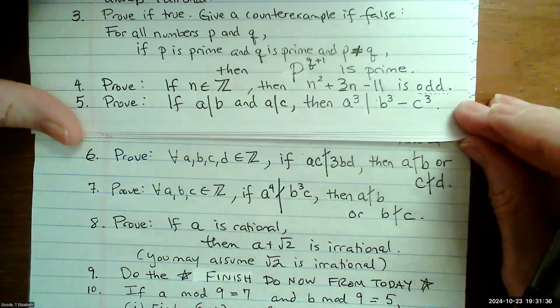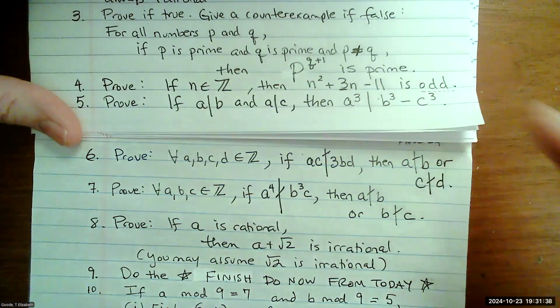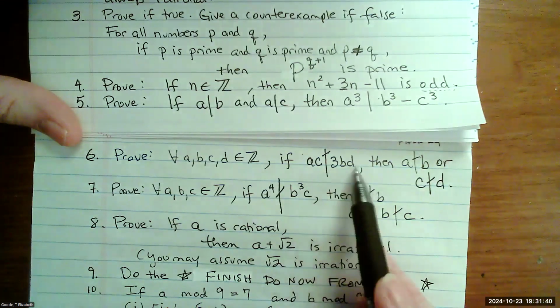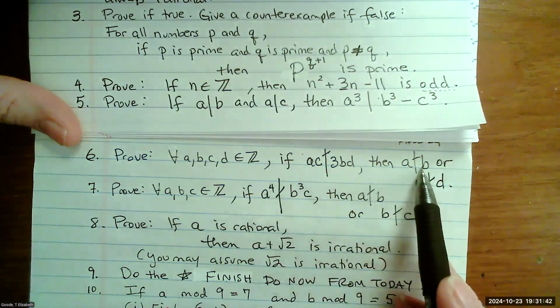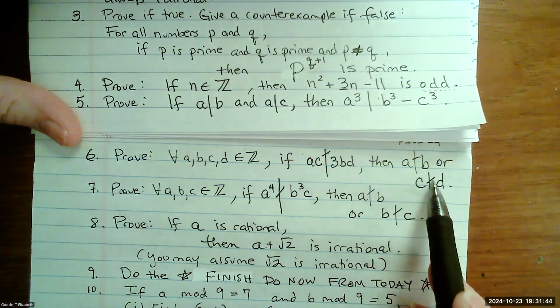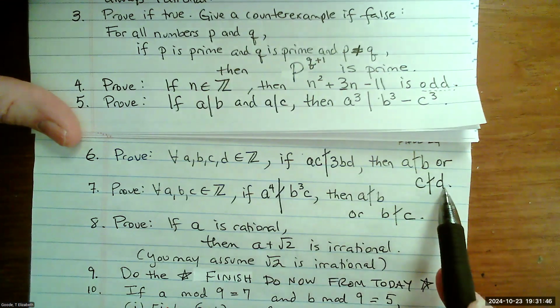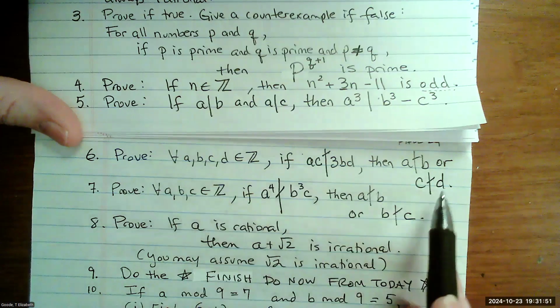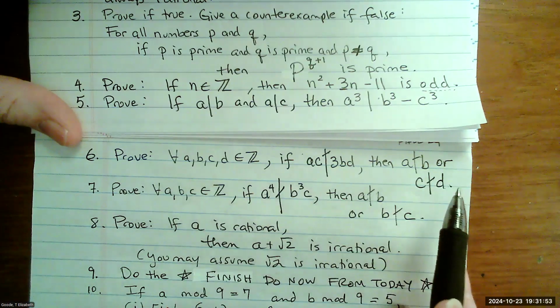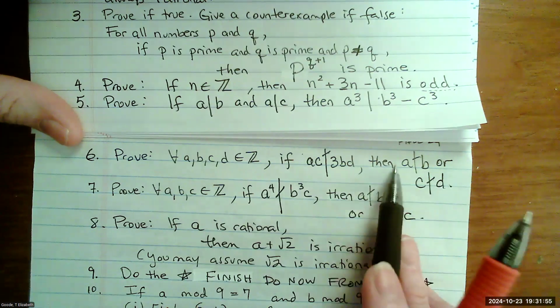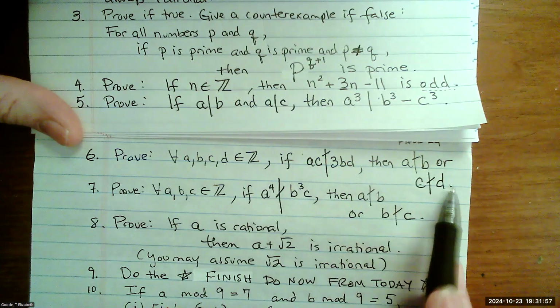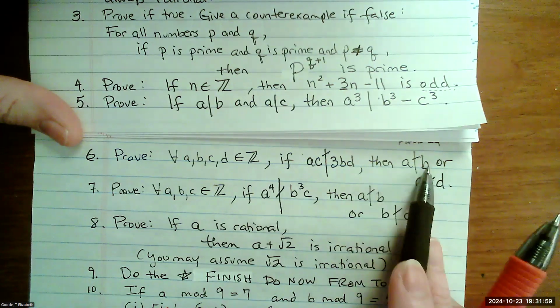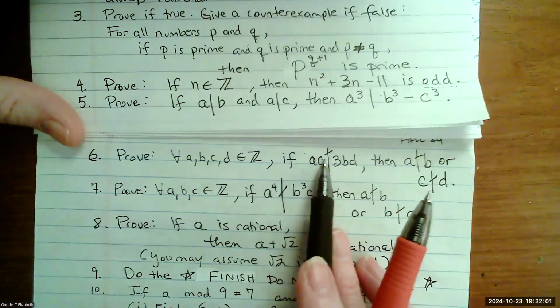Prove for all A, B, C, and D that if AC does not divide 3BD, then A does not divide B or C does not divide D. You saw something similar, but not in this form, in WebAssign. So attend these hypotheses, right? Of course, it's a does-not-divide problem.